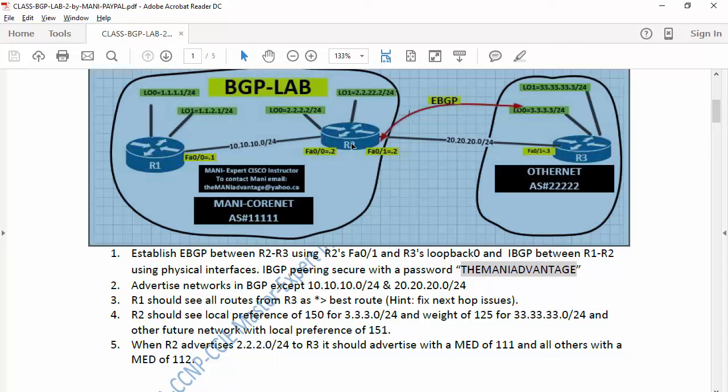In the same way, when R2 advertises out 2.2.2.0, it is going to advertise with a MED of 111. MED is multi-exit discriminator. Every other route is going to go out with a MED of 112. We cannot see anything here, guys, but we are going to just advertise and see the metric values. That's our plan.